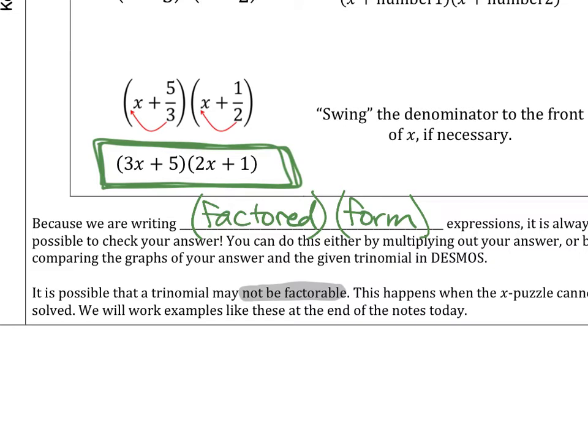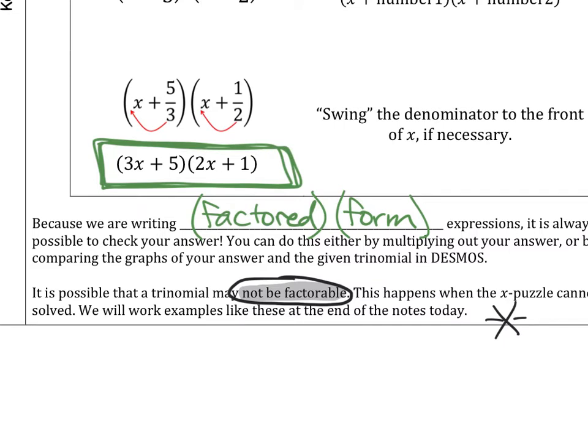It is possible that a trinomial may not be factorable. Do y'all remember last time we had one example that was not factorable? Why was it not factorable again? That last example on our notes, we couldn't divide it by anything, right? They didn't have any GCF. They weren't divisible by the same number. That's totally possible for a trinomial as well. And what's going to happen is you set up the X puzzle and just literally not be able to solve it. That's when you know that it's not factorable.